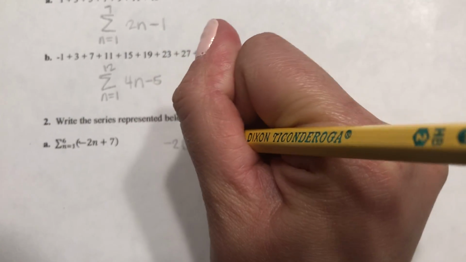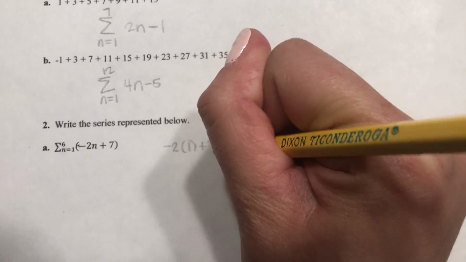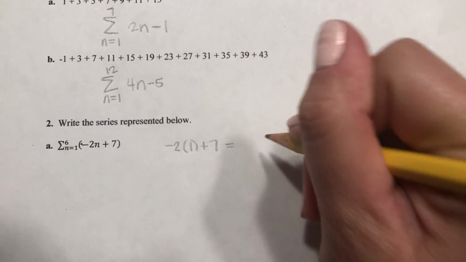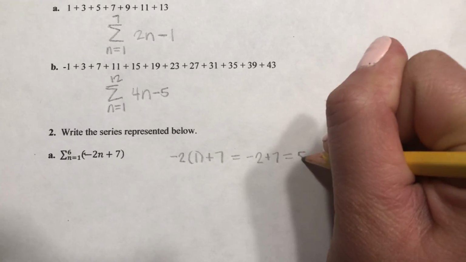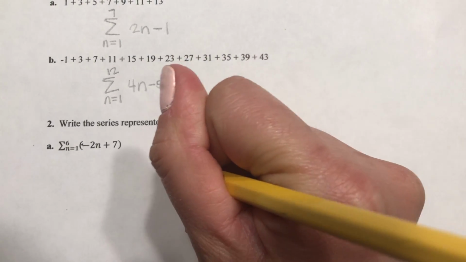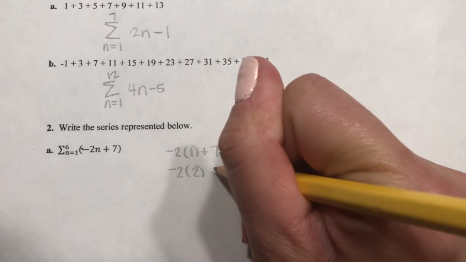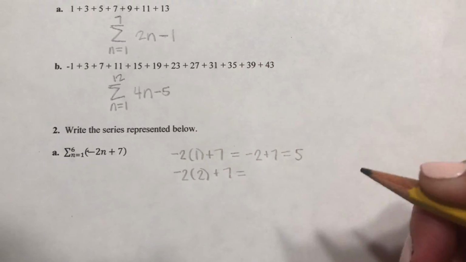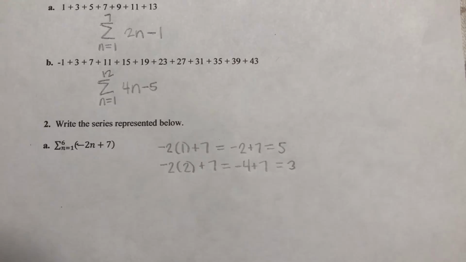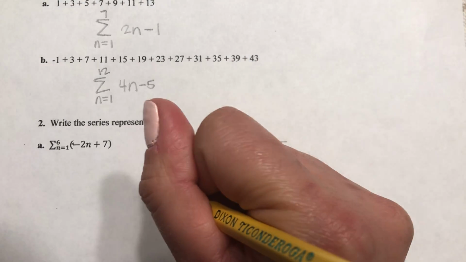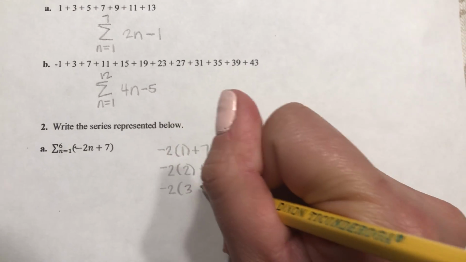So if I plug in 1, I'm just going to show my work here. I see that my first term is -2 plus 7, which is 5. If I plug in 2, I get my second term, which is -4 plus 7, which is 3. And you can just keep plugging in 3.